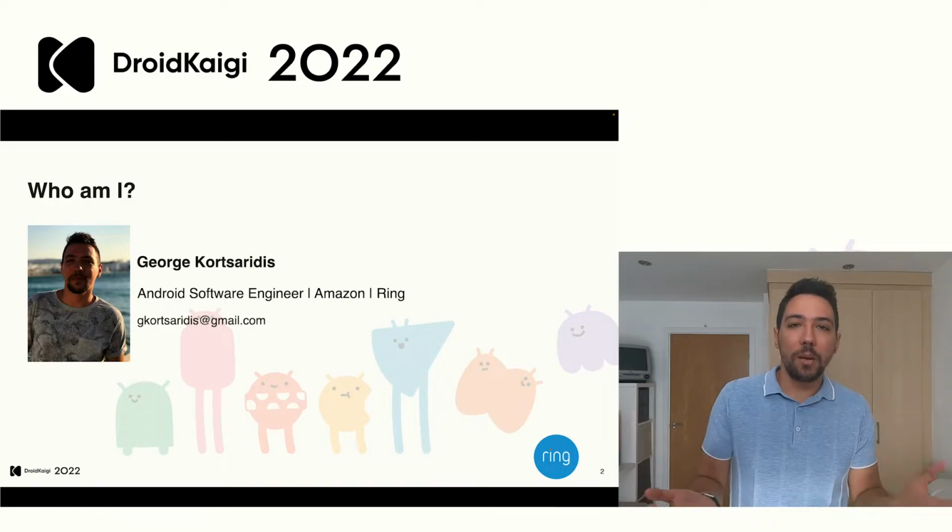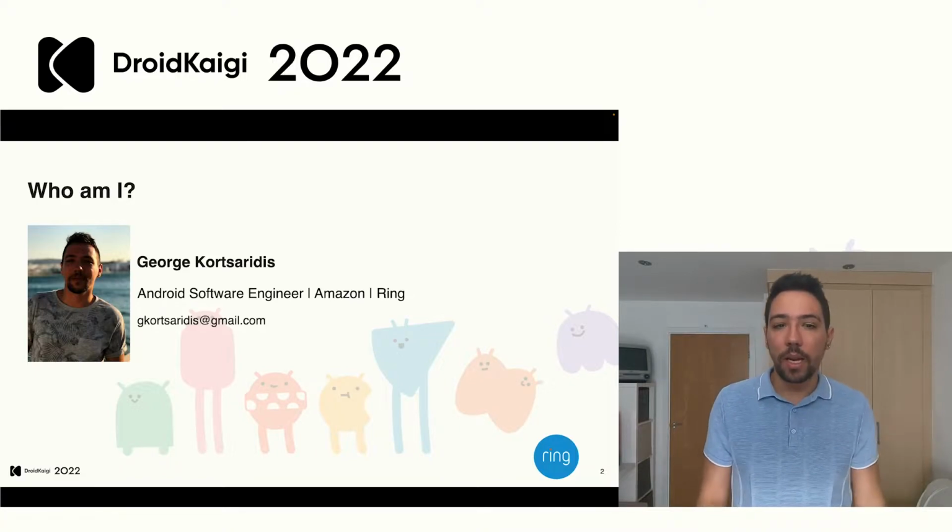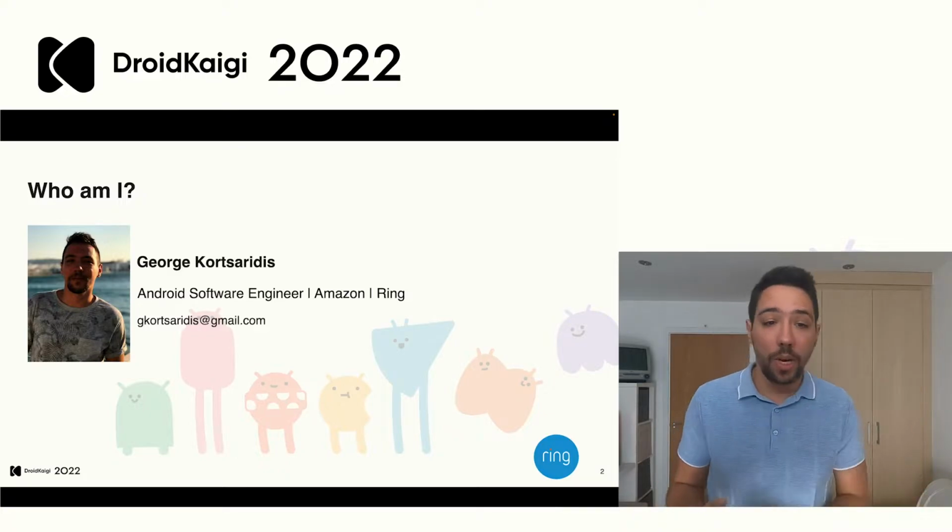First of all, let me begin by introducing myself. As I said, my name is George Kortsaridis. I'm living currently in London and I'm working as an Android software engineer for the Amazon Ring team.